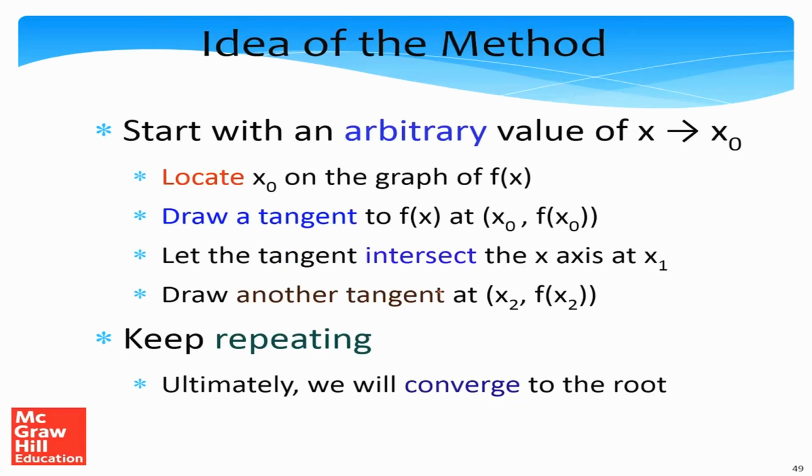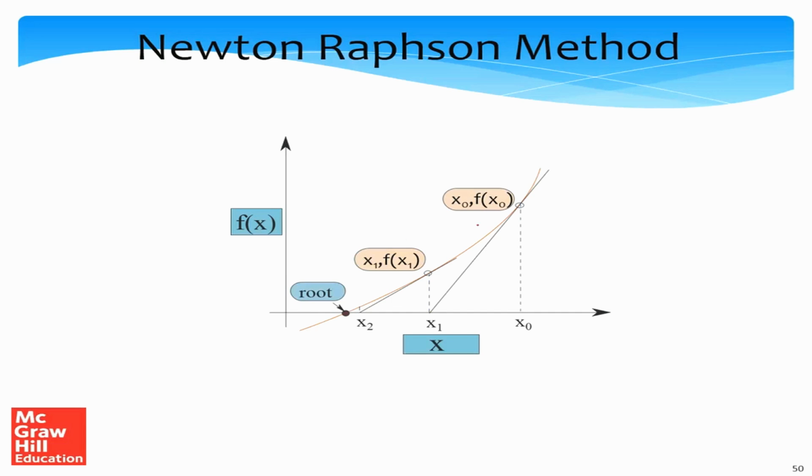So let us do one thing. Let's start with an arbitrary value of x, which is x0, right? So let us guess an arbitrary value, and start from there. Let us locate x0 on the graph of f(x). Let us draw a tangent to f(x) at this point, and let's keep repeating. So a picture is worth 1,000 words, so I'll tell you what we do. Let us arbitrarily guess a value of x, which is x0, right? And then we locate the point x0 on the curve of f(x).